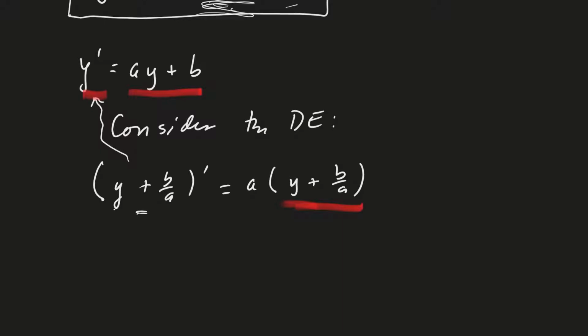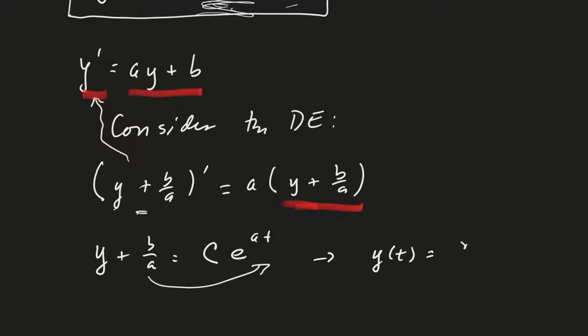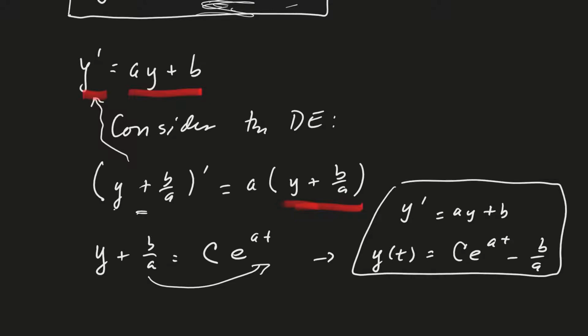Now notice that this is something's derivative equals a constant times something. And we already know how to solve that equation. So the solution to this differential equation is c times e to the at. Good. So then just bring the b over a over, and therefore our y of t is equal to c e to the at minus b over a. Okay, so that's starting off with y prime equals ay plus b. Again, this pairing is what we're looking at.